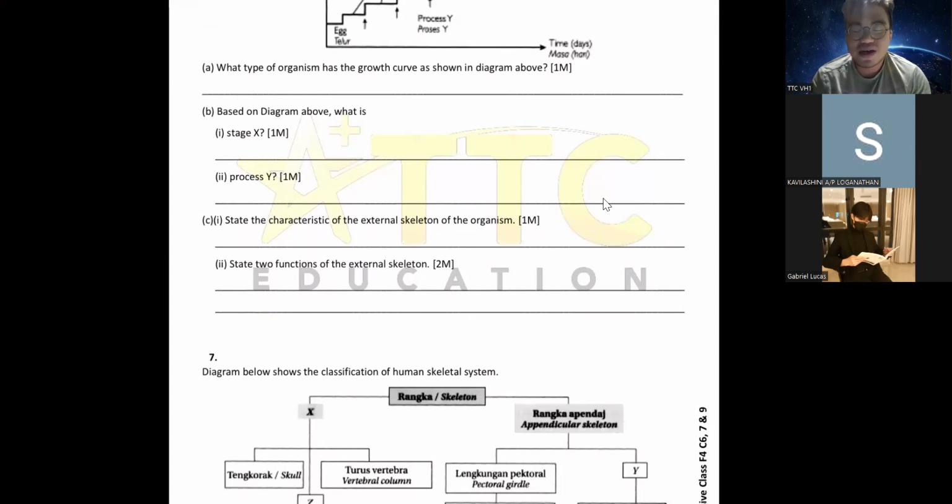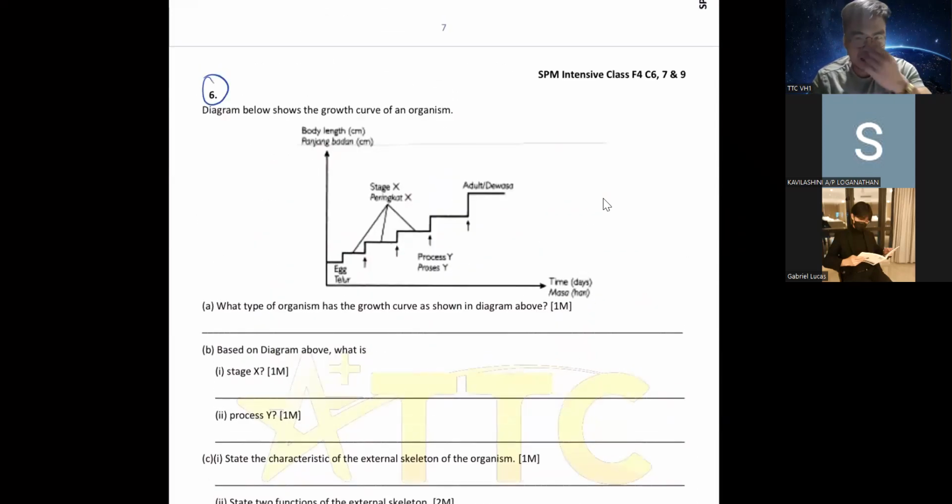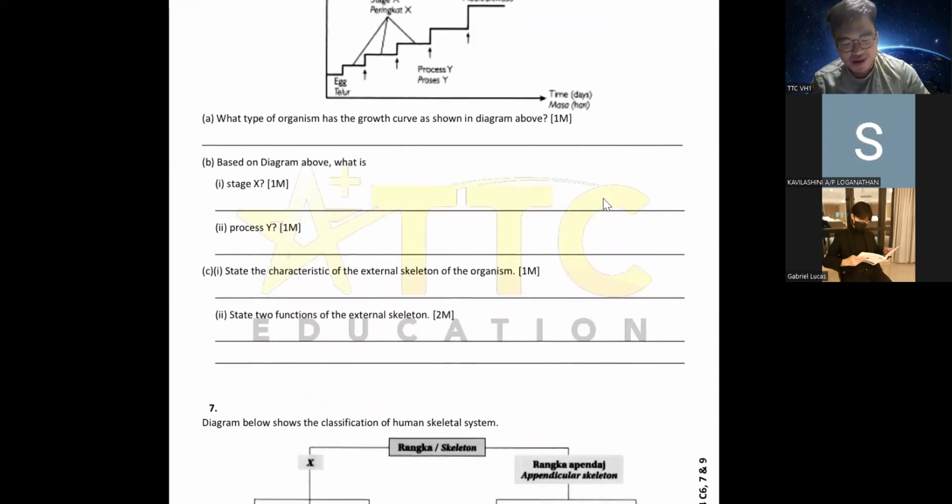C2, characteristic of the external skeleton, hard or not elastic, not flexible. Okay, no, type of organism. They have to say type, not the example. I think I misunderstood that. They want the type. Bird? What do you mean bird? For which question? For A? You mean this 6A? This is exo. How can it? Bird is endo. Right.